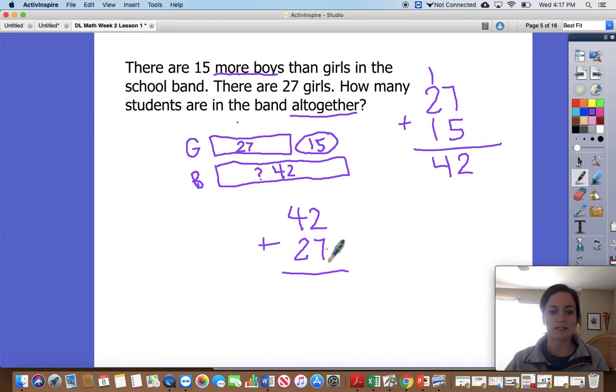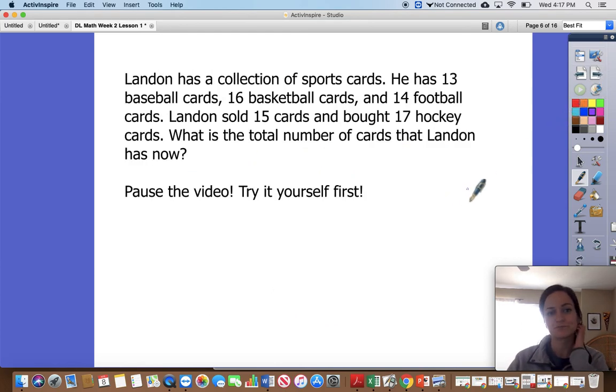Okay, let's keep going. So 7 ones plus 2 ones is 9 ones, and 4 tens plus 2 tens is 6 tens, okay? So there are 69 kids in all for the school band, okay? So that was 2 steps. I first had to figure out how many boys there were. Then I had to put boys and girls together to give me all of the kids in all, okay? All right, let's do another one.